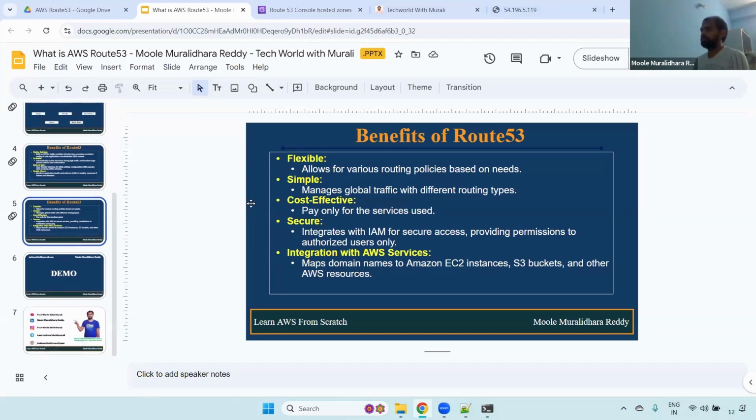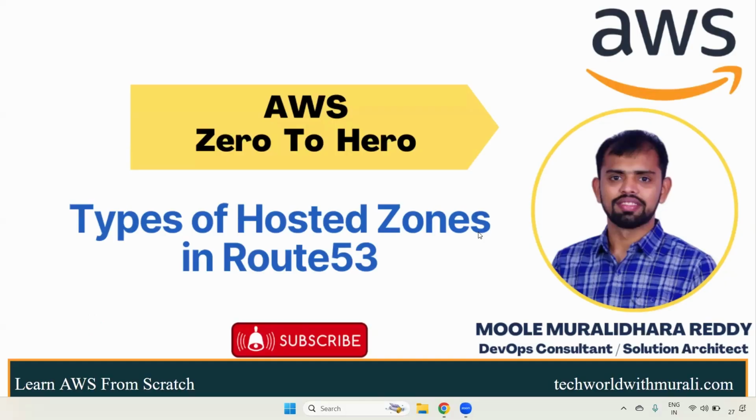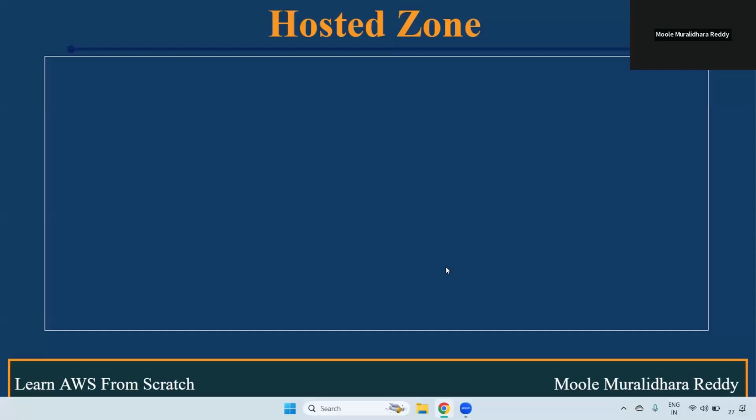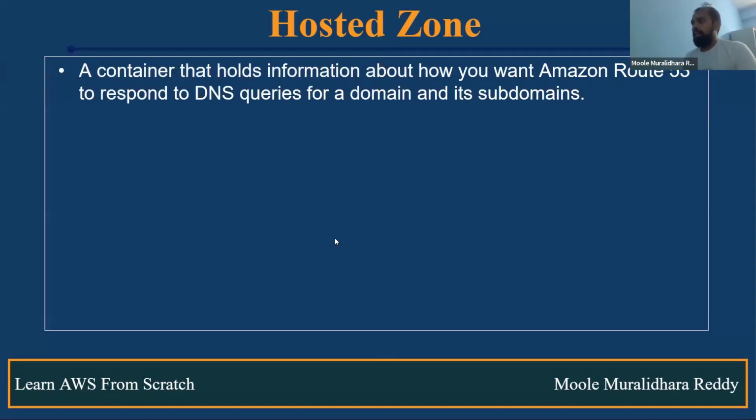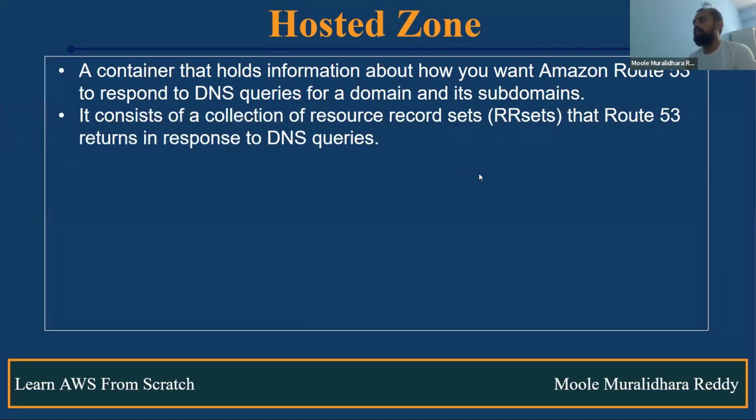Now we are going to discuss the types of hosted zones in Route 53. Before that, first we need to understand what exactly a hosted zone is. A hosted zone is a container that holds information about how you want Amazon Route 53 to respond to DNS queries for a domain or subdomains. Inside the hosted zone, it also contains a collection of resource records that Route 53 returns in response to DNS queries.